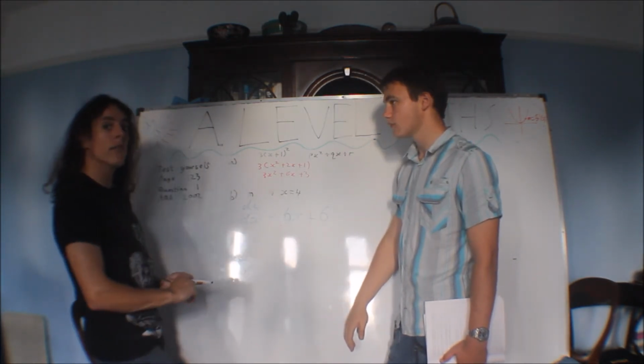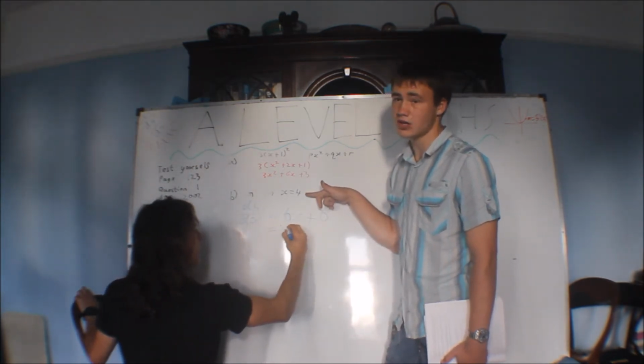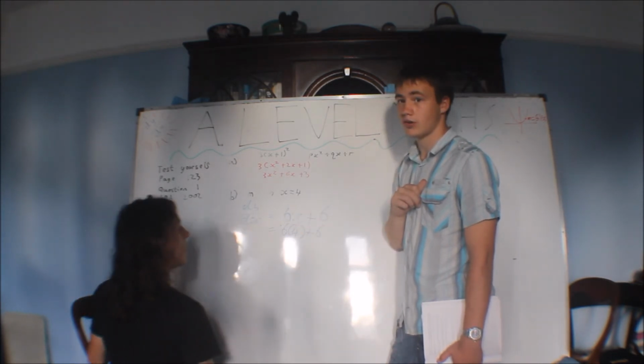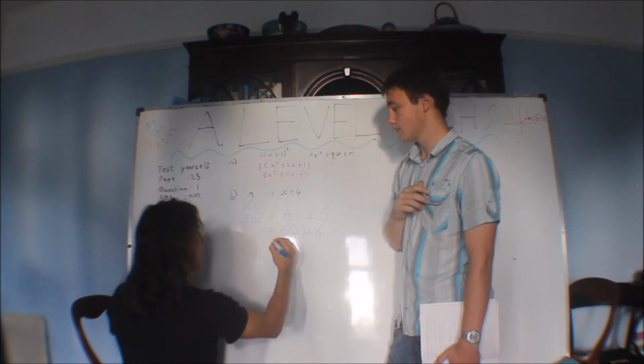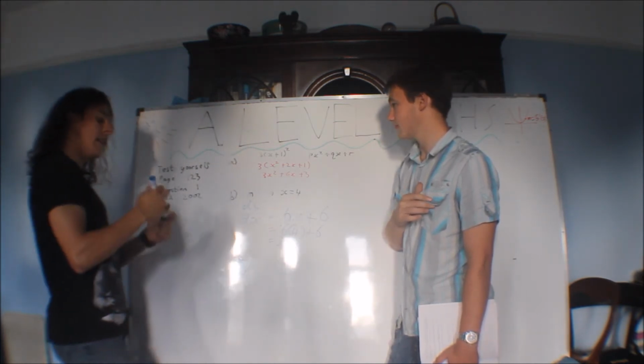We need to put in the 4. Yes, and that finds the gradient of this at this point, which is really clever, I think. I think it's lovely. 6 times 4 plus 6. 6 times 4 is 24. So equals 30. It equals 30 is the gradient, which is a very, very steep gradient.